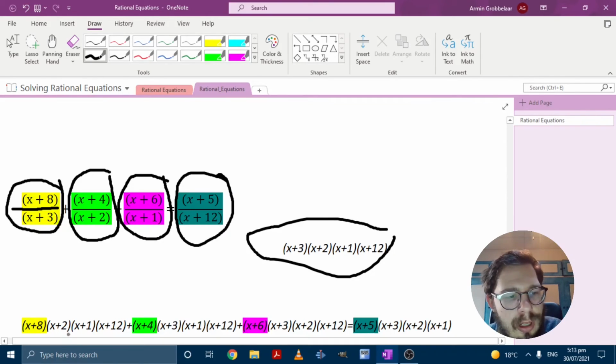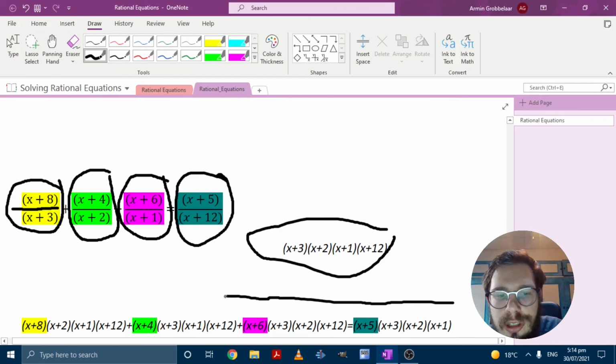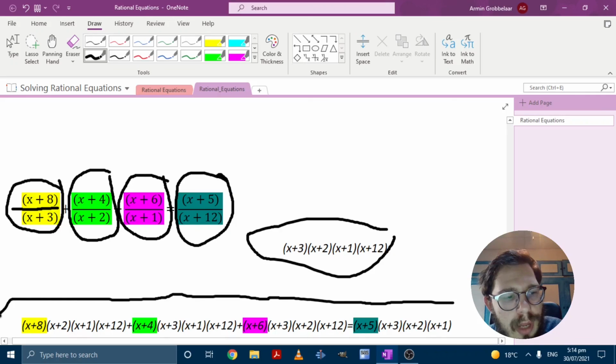So that's why there isn't an x plus 3 here, there isn't an x plus 2 here, there isn't an x plus 1 here, and there isn't an x plus 12 here, because they were cancelled out. So for each term, you take everything else at the bottom except the one that's at the bottom for that term. So this is just a quick and dirty way to skip the first step and just go straight to the equations with no fractions and then just multiply them out.